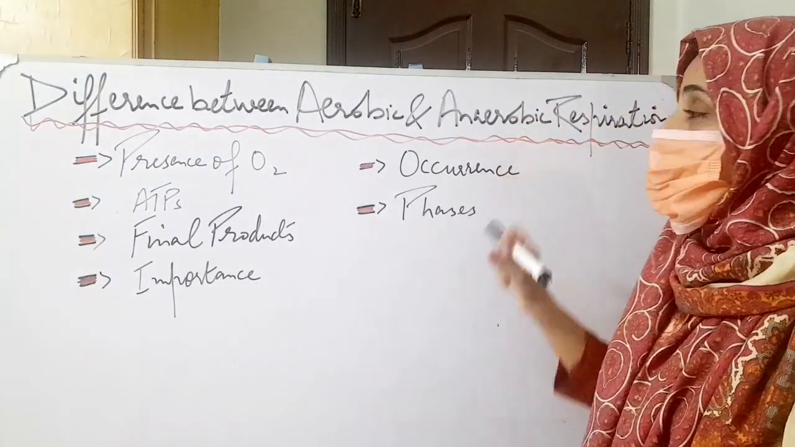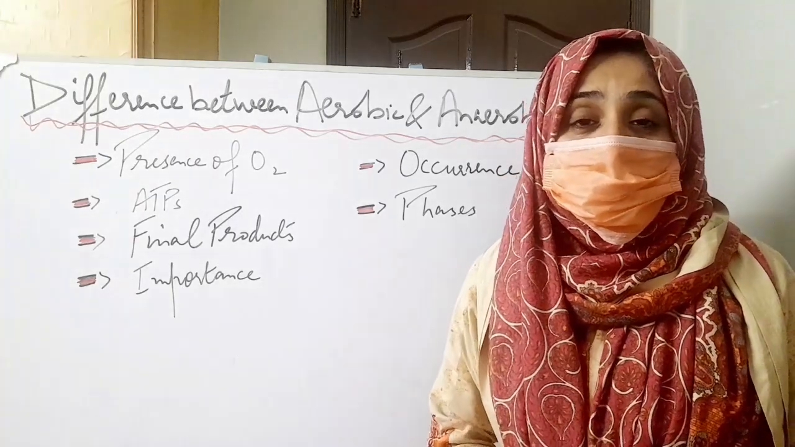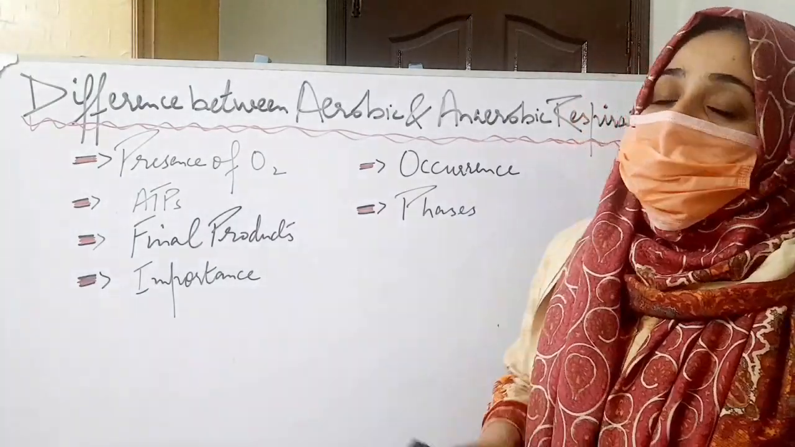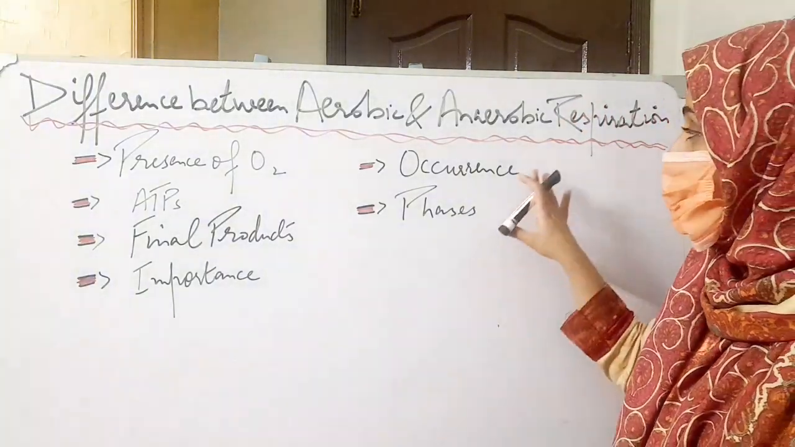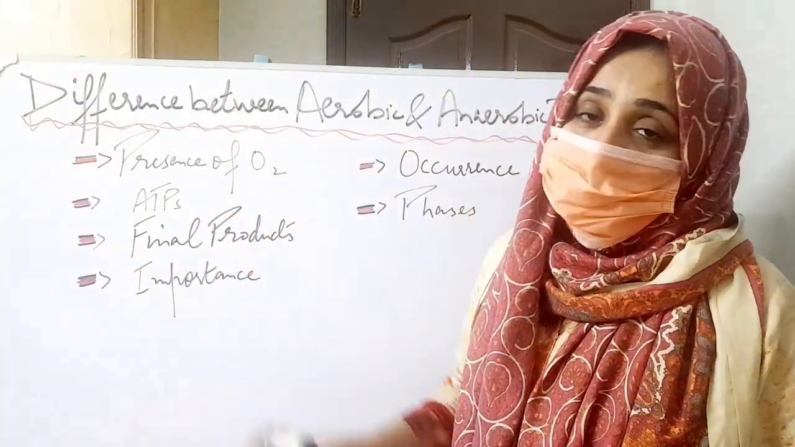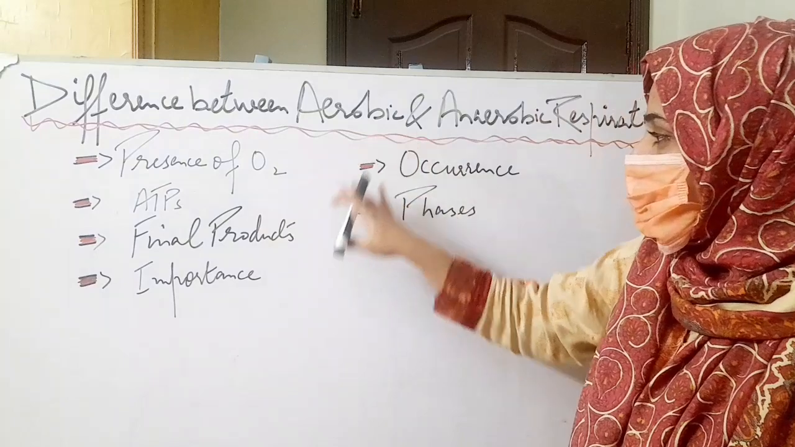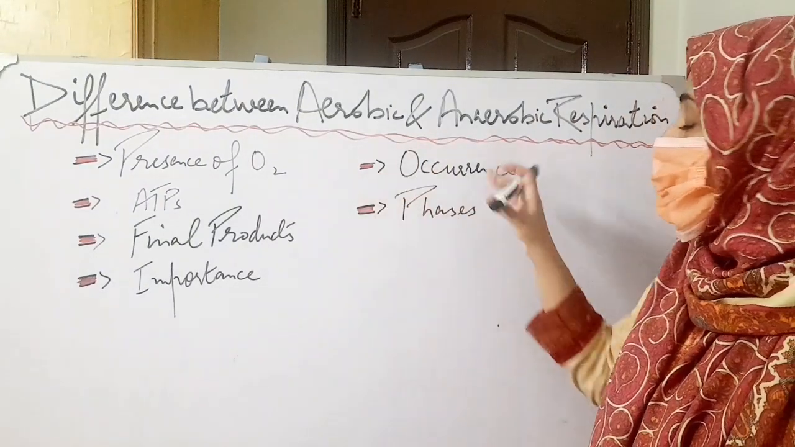In anaerobic respiration, the gain of energy is quicker than the gain of energy in aerobic respiration, but there is a small quantity of energy that is produced in the form of only 2 ATPs, whereas 38 ATPs are produced during aerobic respiration. So these were certain differences between aerobic and anaerobic respiration.